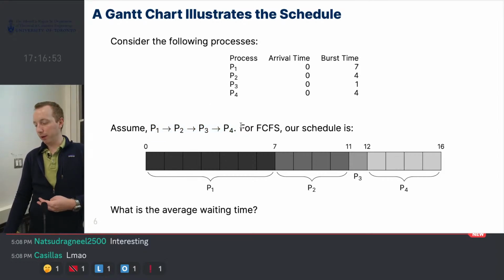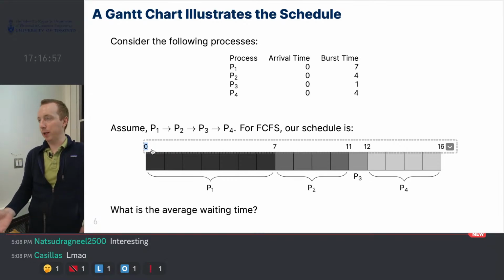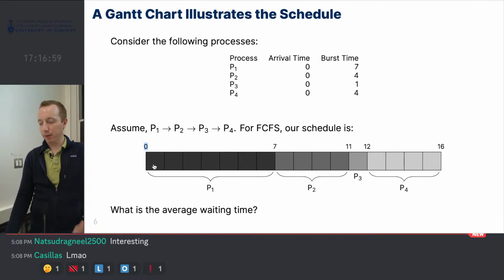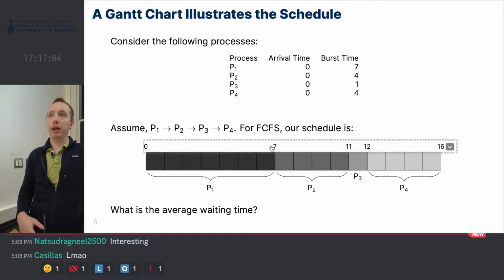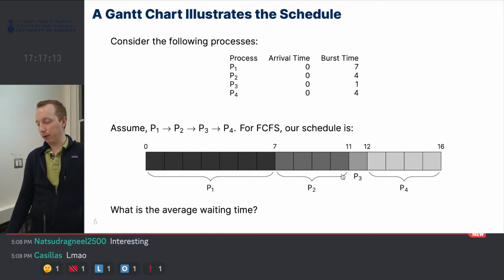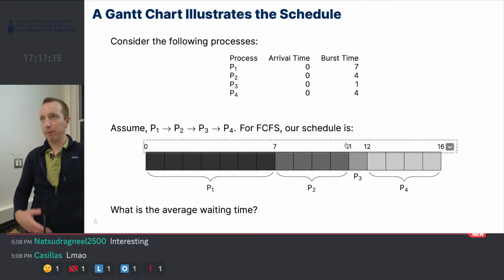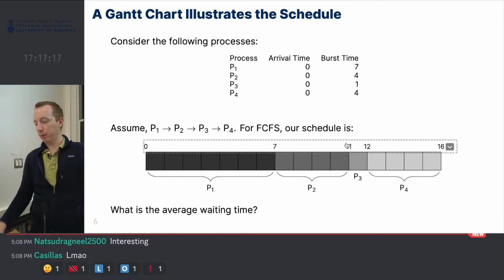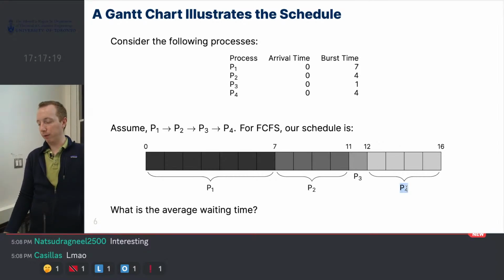So if we have first come, first serve, this is our schedule. So we just run P1 because it was at the front of the line. It runs for 7 time units. Then whenever it's terminated, we have to pick what process to run next. In this case, P2 is next. We'd run it for its 4 time units. Then after that, P3 is next for 1 time unit. Then P4 finishes it off for 4 time units, and then we're done. Any questions about that schedule?